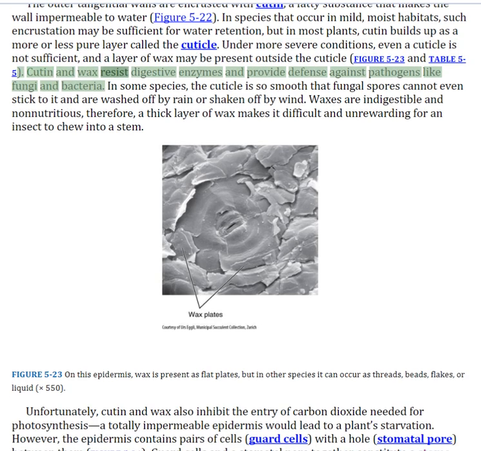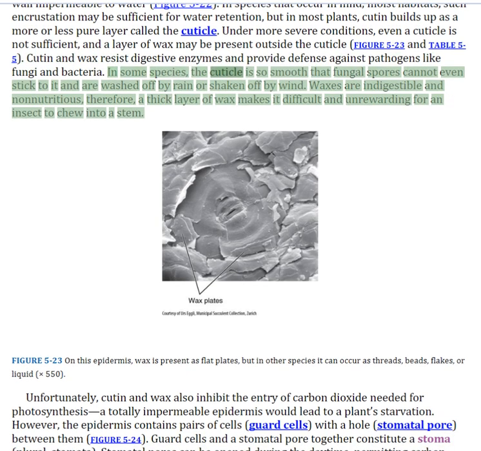Cutin and wax resist digestive enzymes and provide defense against pathogens like fungi and bacteria. In some species, the cuticle is so smooth that fungal spores cannot even stick to it and are washed off by rain or shaken off by wind. Waxes are indigestible and non-nutritious, therefore, a thick layer of wax makes it difficult and unrewarding for an insect to chew into a stem.